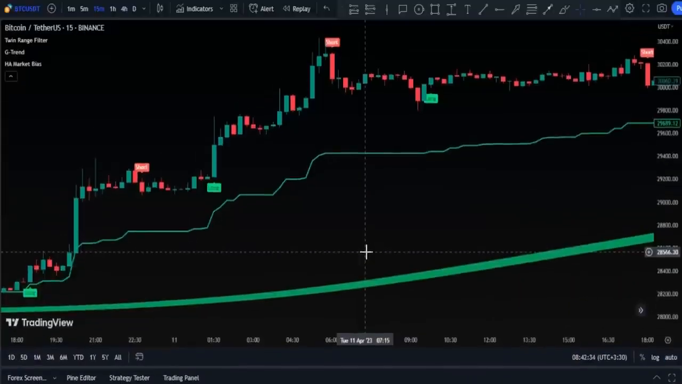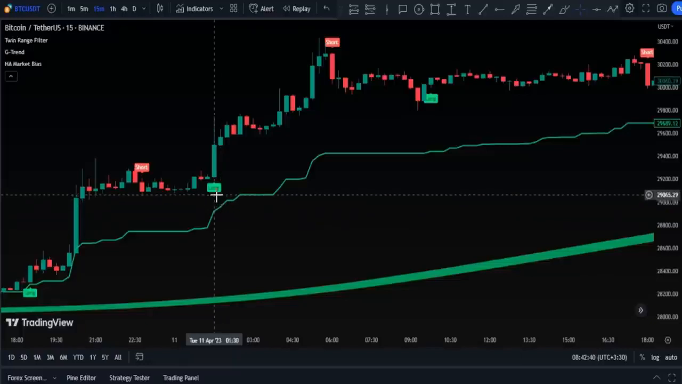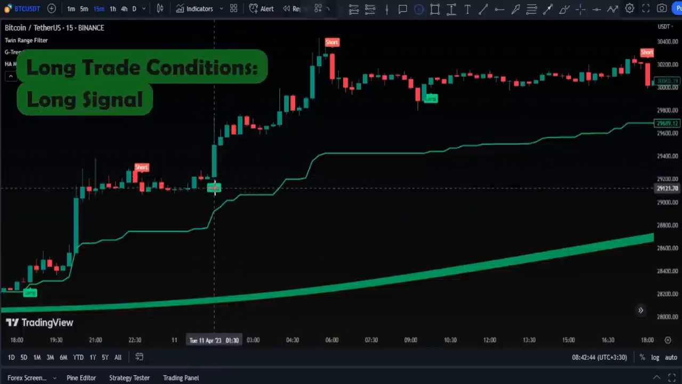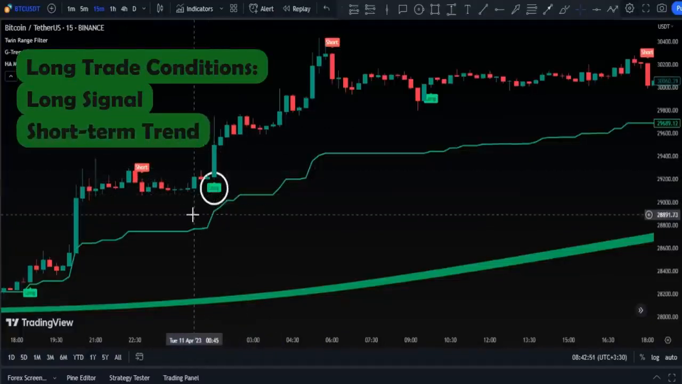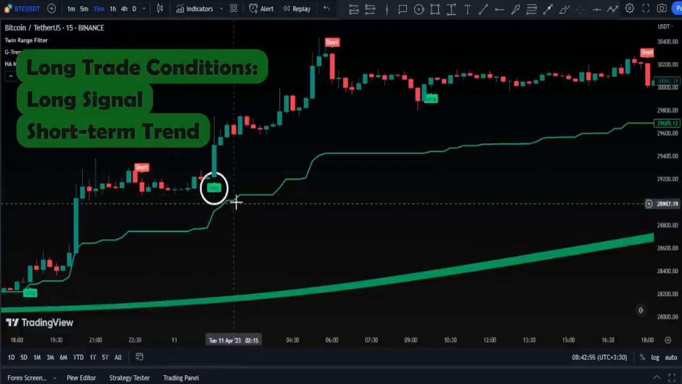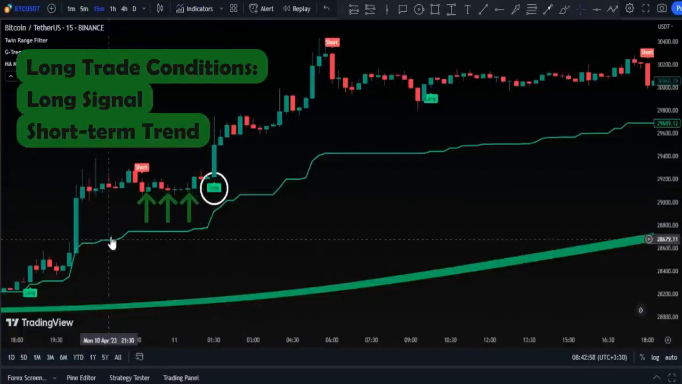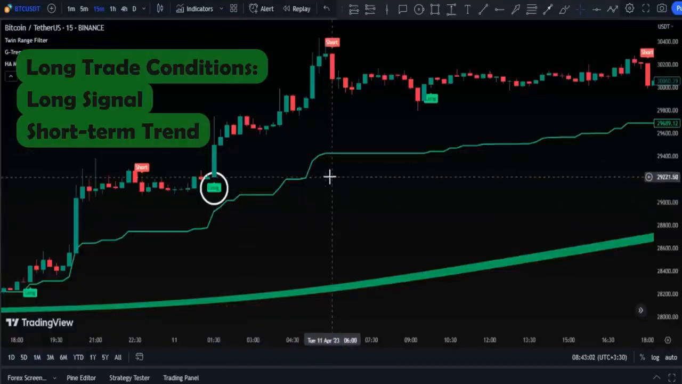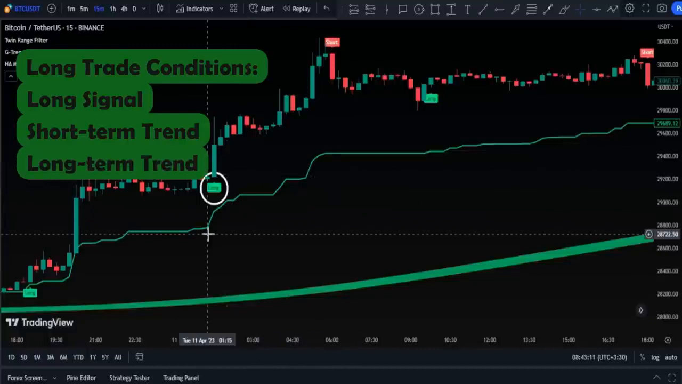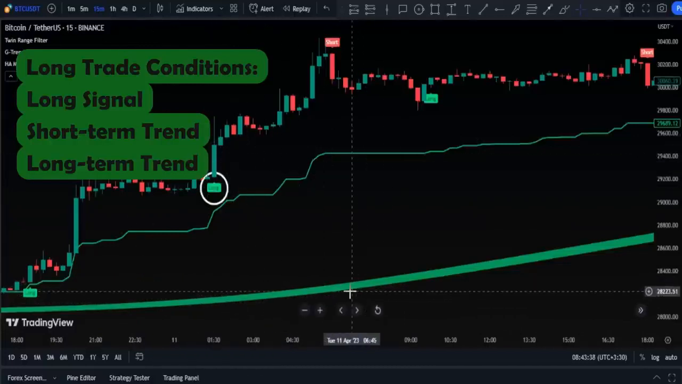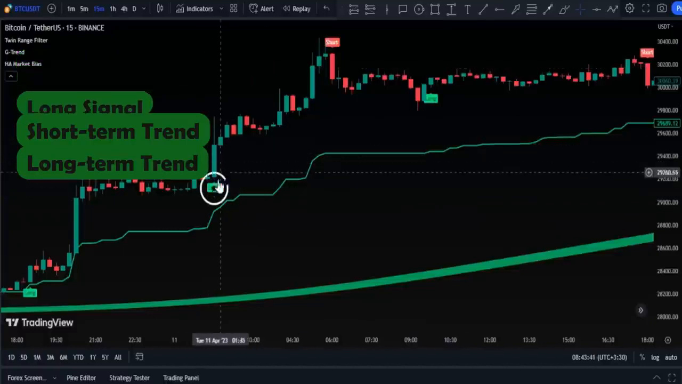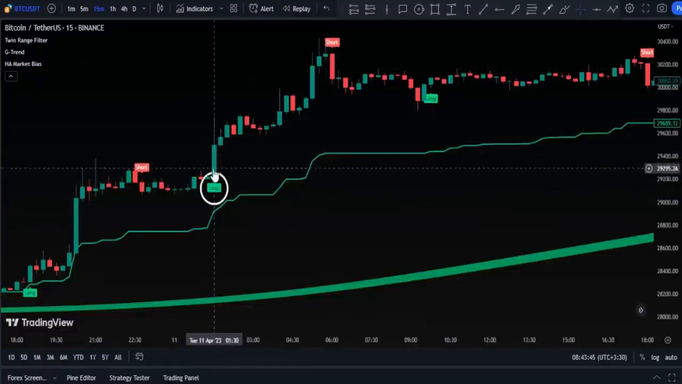So let's review the conditions of trade entry one more time, but this time with all three indicators. For entering a long trade, first we need to get a long signal from the twin range filter indicator. Then we need to make sure that our signal is following the short-term trend of the market. For this to be true, the price has got to be above G-trend and the color of the G-trend graph should also be green. Next, we gotta make sure that the long-term trend of the market is also ascending. For this, the price must be above the market bias indicator and the graph of market bias itself has to be color green.